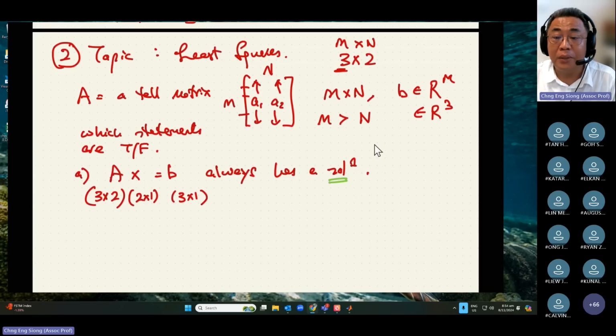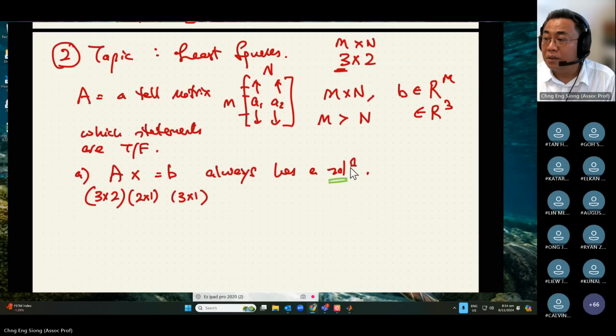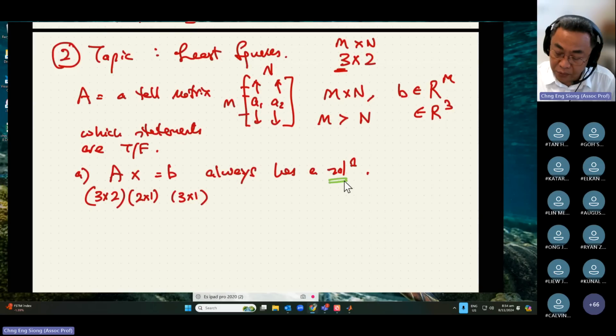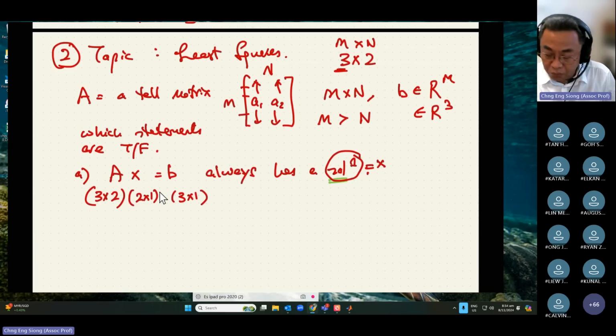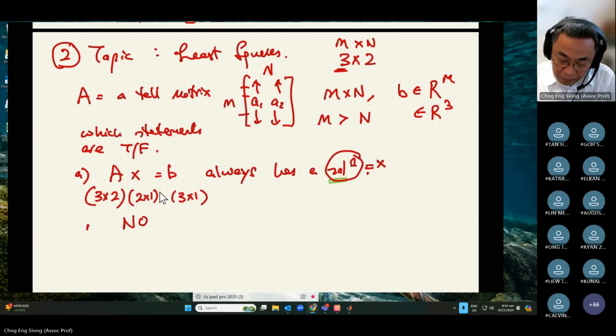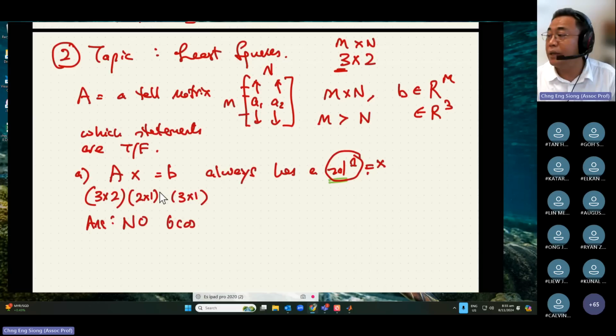Now, when I say AX equals B always has a solution, the word solution, what am I asking for? Which is the solution? Yes, very good. X is the solution. Does AX equal B? Is the equality always satisfied? And the answer is, anybody? No. You're correct, the answer is no.